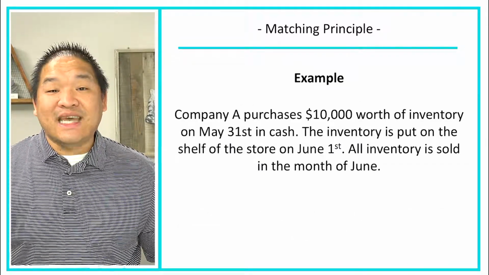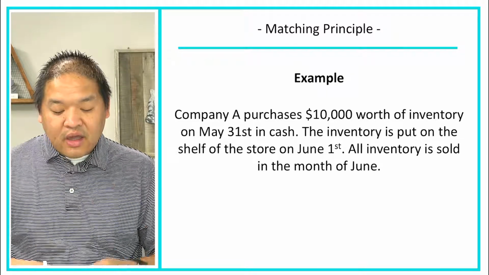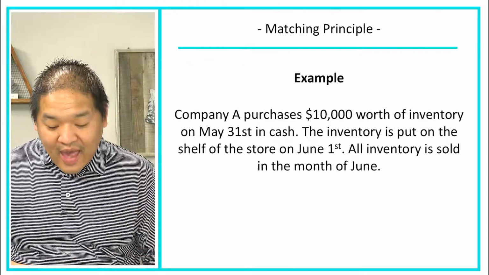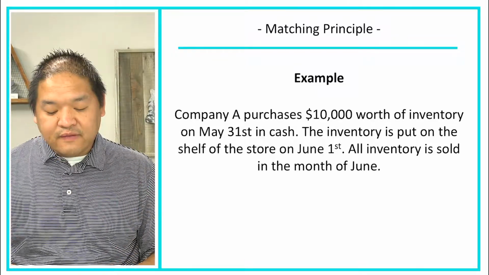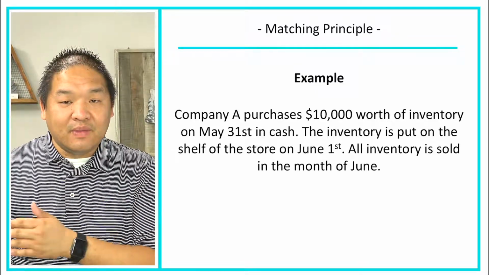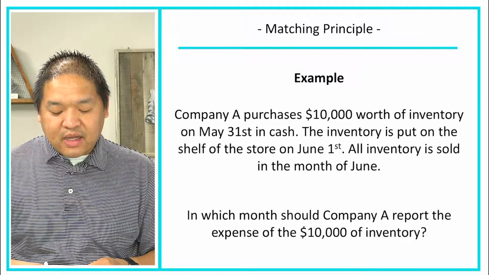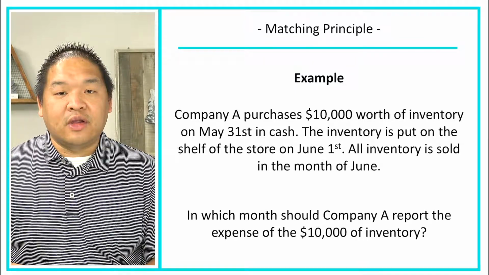Company A purchases $10,000 worth of inventory on May 31st in cash. The inventory is put on the store shelves on June 1st. All the inventory is sold by the end of the month. In which month should company A report the expense of the $10,000 inventory?